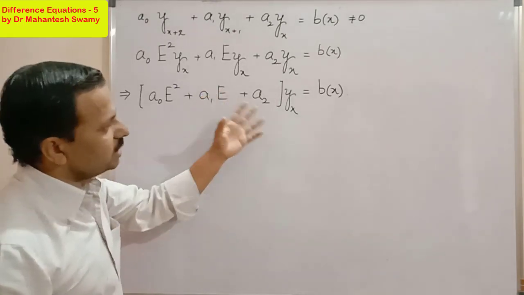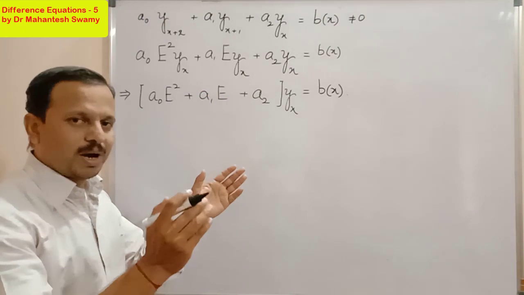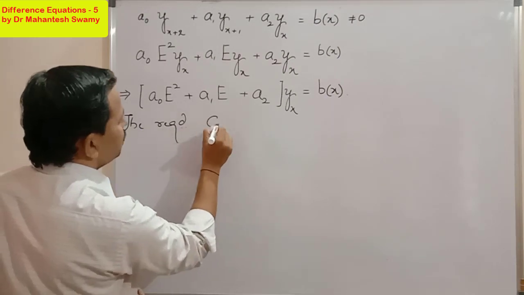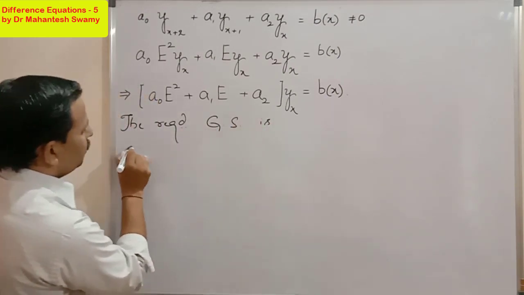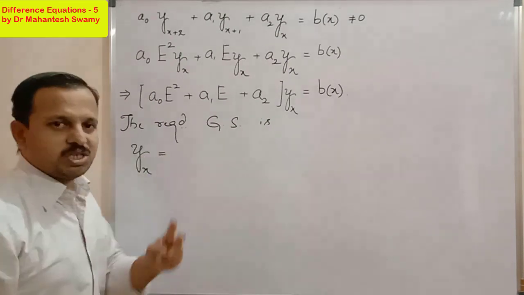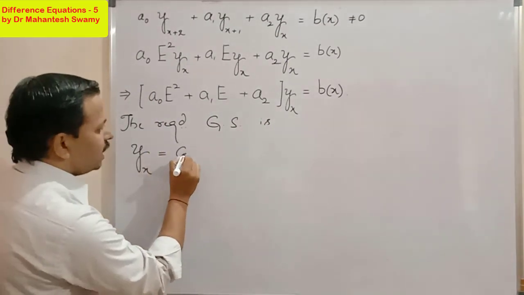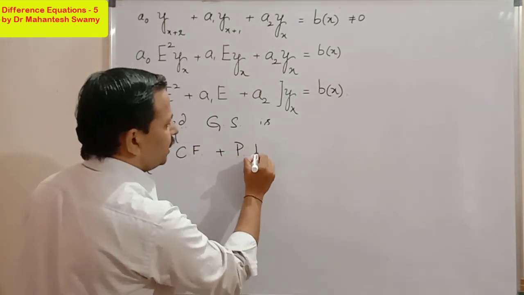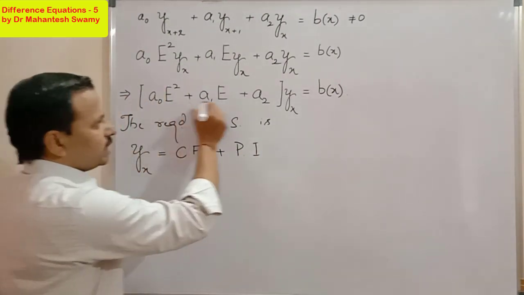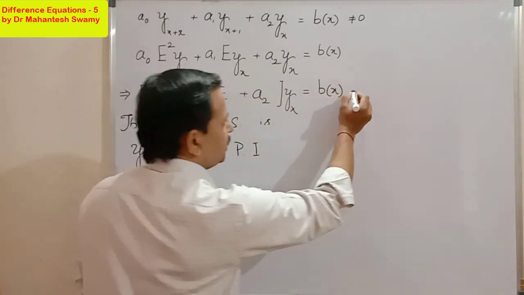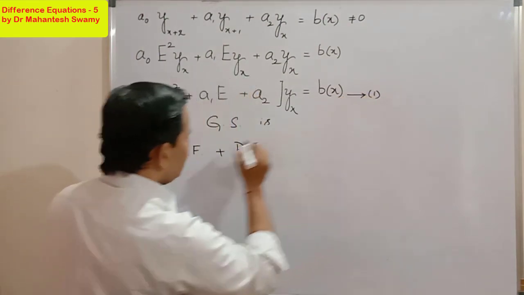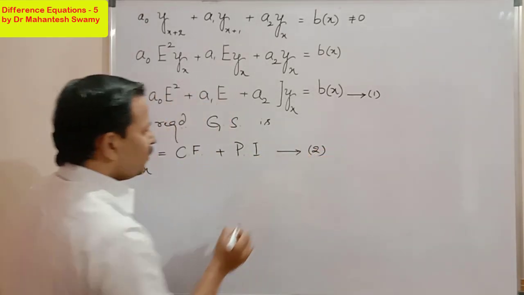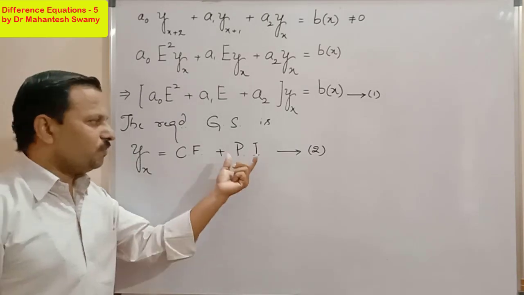The solution of this non-homogeneous difference equation consists of two parts. The required general solution y of x will consist of two parts. The first part is called the complementary function, plus the second part is called the particular integral. Let us take this difference equation as equation number 1, and the general solution we have written here as equation number 2. Now our objective here is to find what is CF and what is PI.